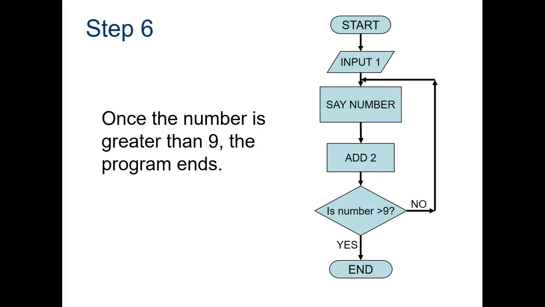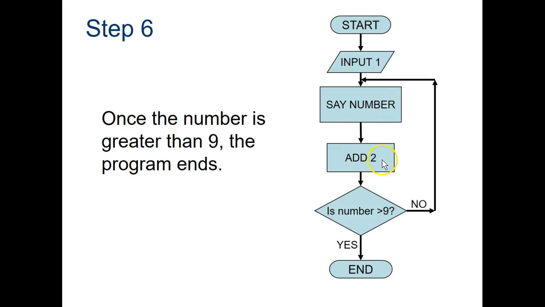All right, so here we have the entire flowchart. Notice it begins at the beginning with the start. So here's start. And then we have an input. It's going to start with the number 1. And then it's going to say the number. This could be an output on a screen or something like that, but it says the number. So at this point it would say 1.